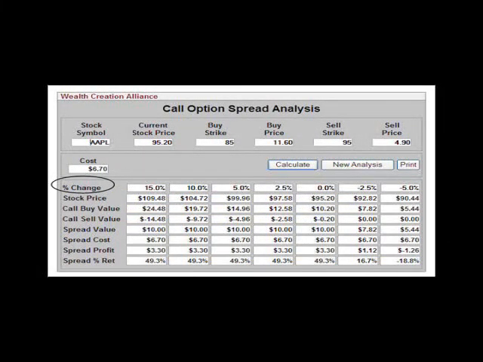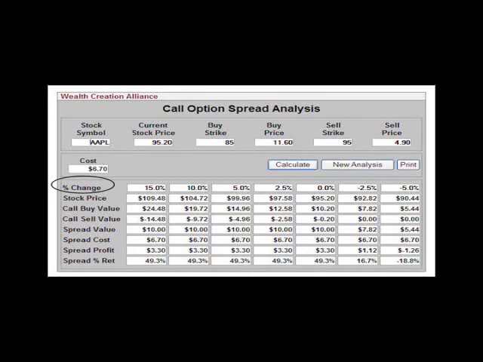Then in the percent change row, which is the first row of the calculator, type in your desired price percent change for Apple stock at option expiration. This is a user input and can be changed to any desired percentage change. In this example, I chose a range of percentages from a 15% increase to a 5% decline. Then click Calculate, and the calculator will calculate the profit loss potential for this call option spread.